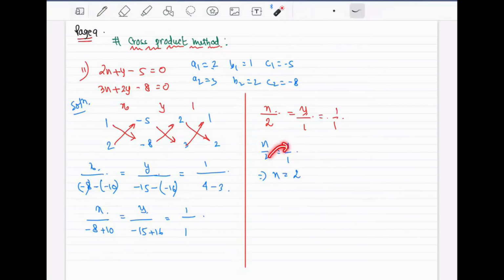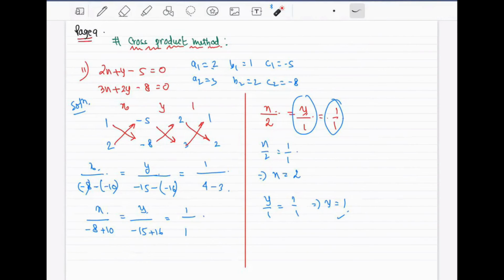You're just bringing this up, okay? X is equal to 2 by 1, which will be 2. Take this 2. We have got Y by 1 is equal to 1 by 1. Cross multiply, we will get Y is equal to 1. So finally, the value of X is 2 and Y is 1.